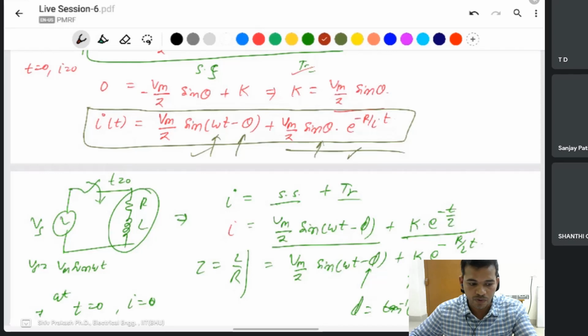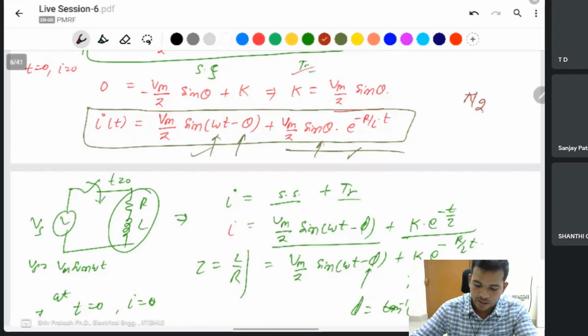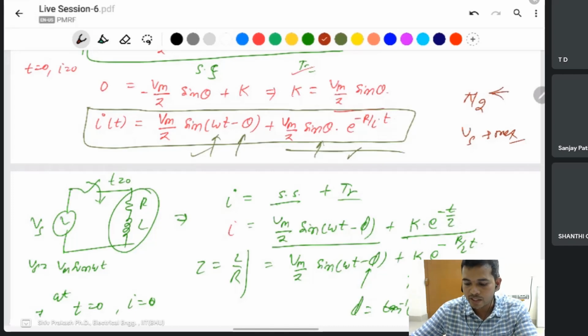If you code this, Vm is the peak value, and at pi by 2, which is 90 degrees, Vm is maximum. Vs is maximum at 90 degrees in sine omega t. When it reaches 90 degrees, the switch will turn on.